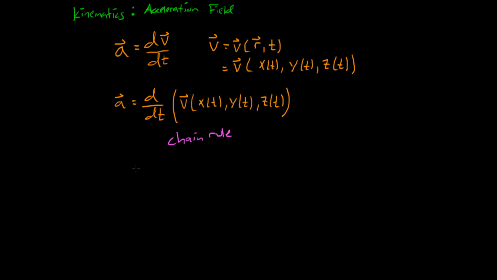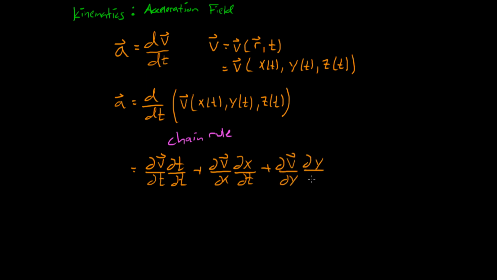And so where we end up is that we're going to take the derivative with respect to time of these things, and we end up getting dv/dt dt/dt plus dv/dx dx/dt, right? Applying the chain rule here. dv/dy dy/dt and dv/dz dz/dt, right? The derivative of velocity of x of t. We get this extra cross term here because we have to take the derivative with respect to x and then take the derivative of x with respect to t. That's the same as derivative with respect to t.